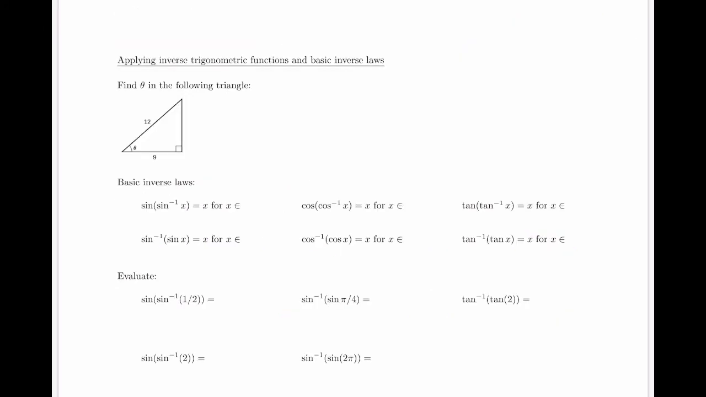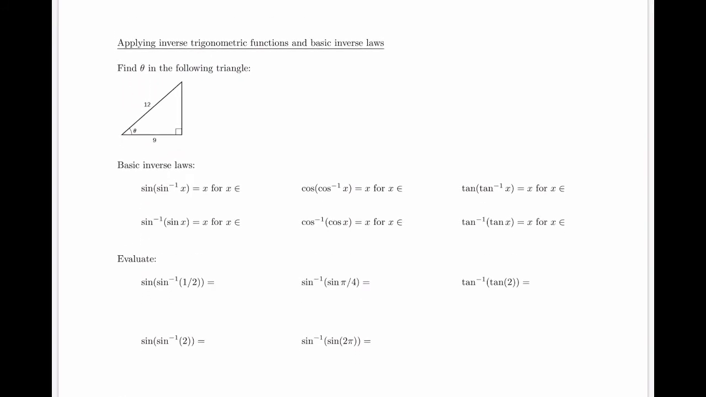Let's next take a look at how we can apply inverse trig functions and their basic inverse laws, which are just defining properties of inverse functions, to solve various equations or various problems. First of all, let's take a look at this little triangle. So we're asked to find theta in this triangle.